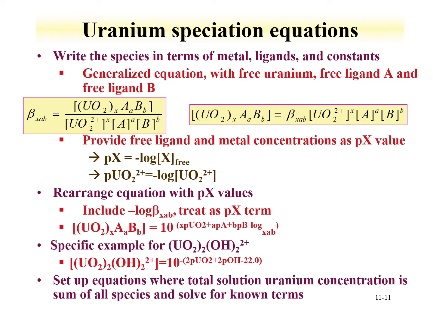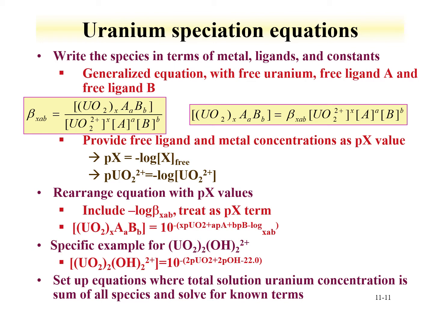I can rearrange this equation so that I can put these pX values in along with the complexation constant to calculate the species of interest. I need to include the negative of the log of the complexation constant since I'm talking about pX terms, so I just treat this as a minus log term. What this becomes is that the concentration of the species is just equal to 10 to the negative X pMetal, so pUranium, plus a pA plus b pB minus log of the complexation constant. And these factors that I have out in front are just the stoichiometry. The X is how many uraniums are involved in the final complex. This small a is how many ligand A, and the small b is how many ligand B.